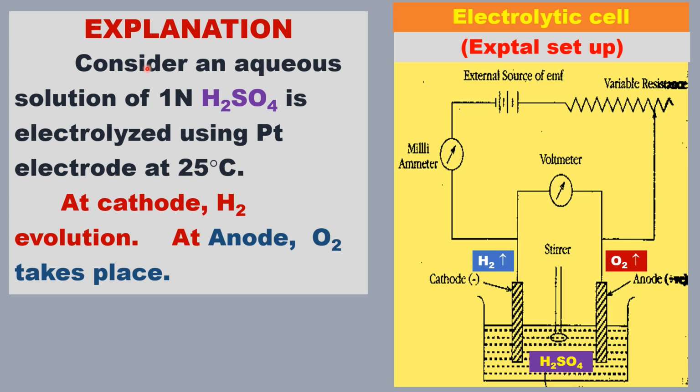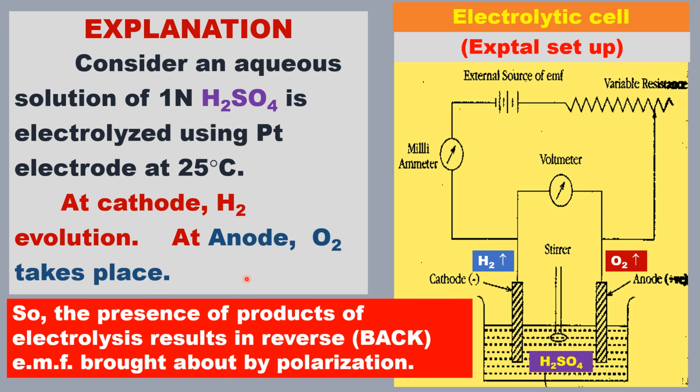Let us take one normal aqueous solution electrolyzed using two platinum electrodes, cathode and anode, at 25 degree Celsius. See, at the cathode reduction takes place. Okay, hydrogen is evolved. At the anode, oxygen is evolved. So in the beginning, as you see, H plus ion is reduced. Okay, after some time, you see, hydrogen gas is evolved.